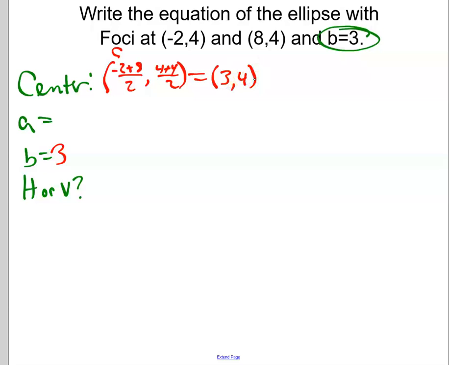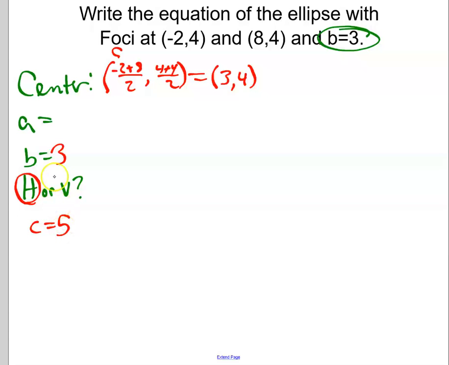Alright, I can also then determine, now that I know my center, from the center to one of the focal points, and it doesn't matter which one you choose because you'll figure out that either way you're 5 units away. To get from (3, 4) to (8, 4), you have to go 5 units to the right. So c is equal to 5. Also, you'll notice I said we went 5 units to the right, which means since the focal points have to be on the major axis, that it's horizontal.